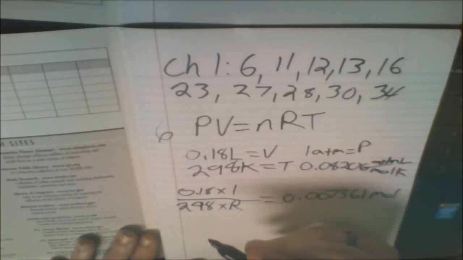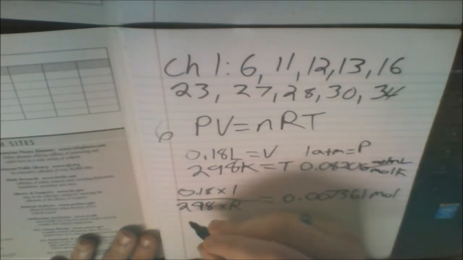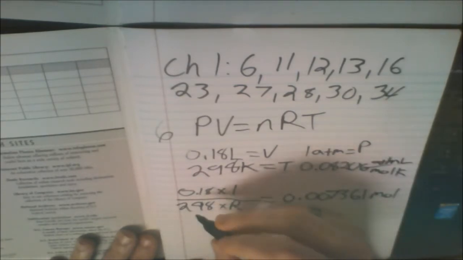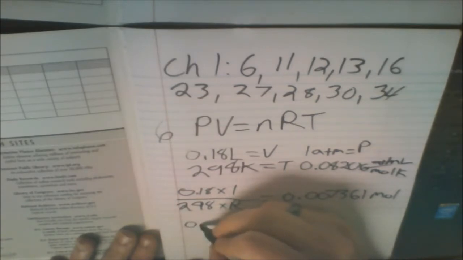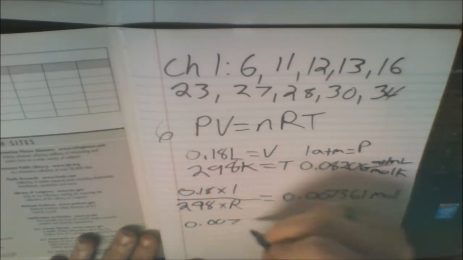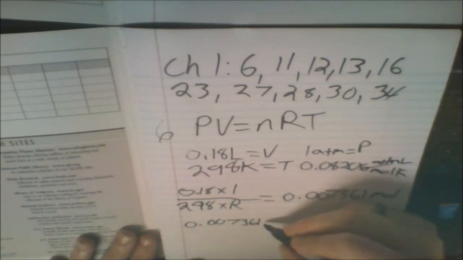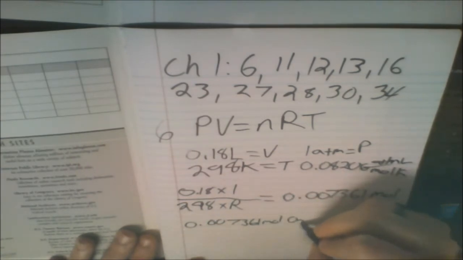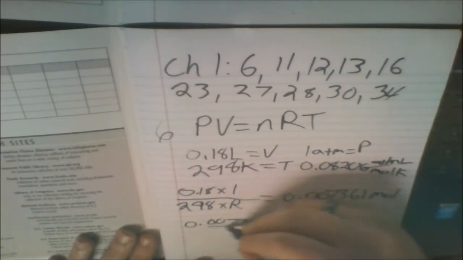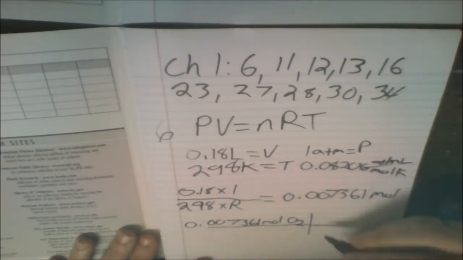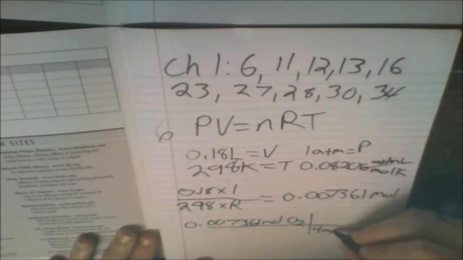Well, as I said, a mole of hemoglobin can contain 4 oxygens. So we're going to take the moles of oxygen and divide it by 4. So 0.007361 moles O2, and for every 4 moles O2 we have 1 mole hemoglobin.